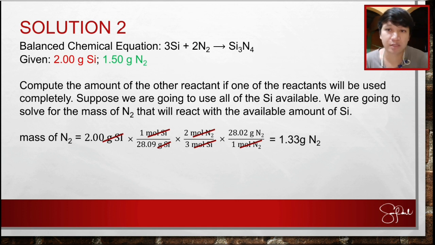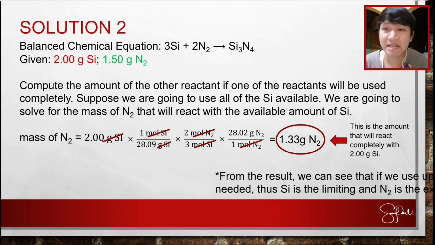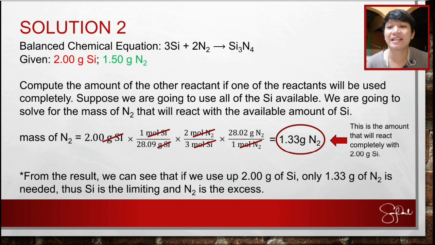And what have you noticed? This amount, 1.33 grams of nitrogen gas, is the amount that will react completely with 2 grams of silicon. This is the amount needed. But we have 1.5 grams of nitrogen gas. So what does that mean? That simply means that from the result, we can see that if we use 2 grams of silicon, only 1.33 grams of nitrogen is needed. Thus, silicon is the limiting reactant and nitrogen gas is the excess reactant.